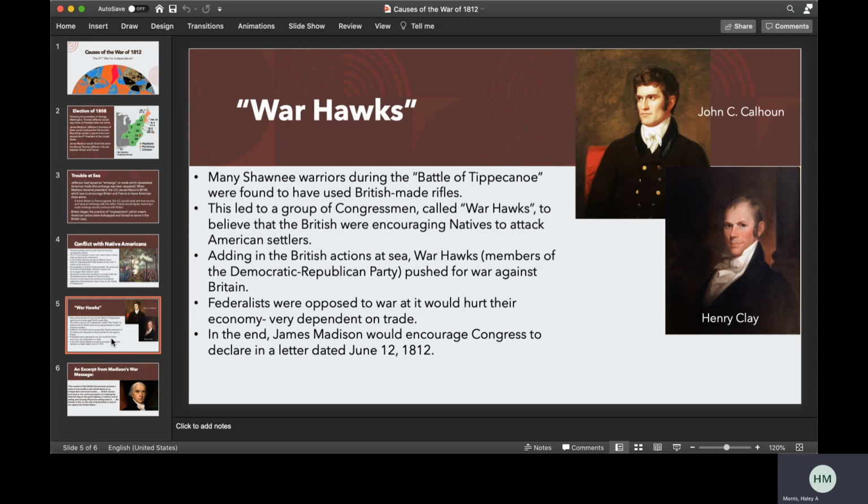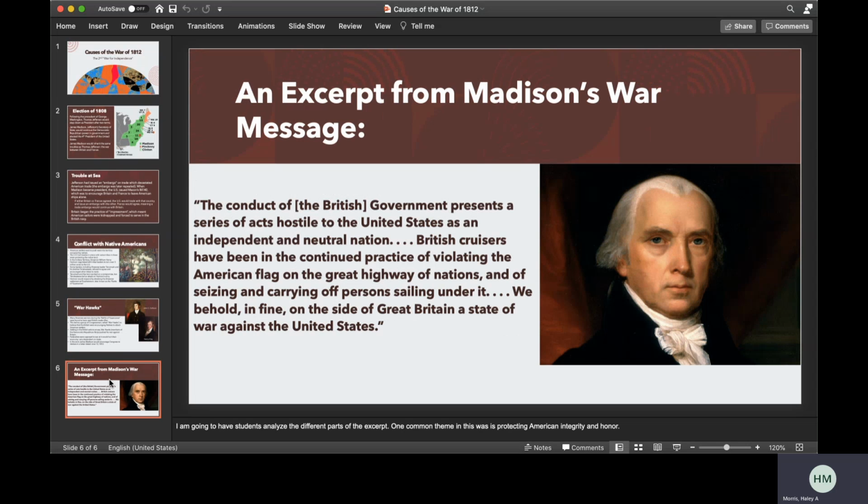Adding in the British actions at sea, such as the impressment and other issues, War Hawks, who were members of the Democratic and Republican Party, pushed for war against Britain. The Federalists were opposed to war as it would hurt their economy, and they were very dependent upon trade. And in the end, James Madison would encourage Congress to declare war in a letter dated June 12, 1812. And so that's when we see the beginning of the War of 1812.